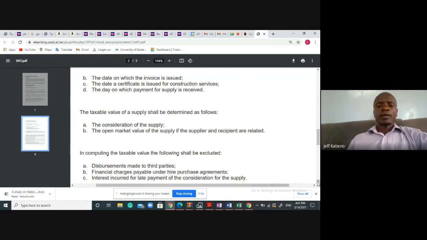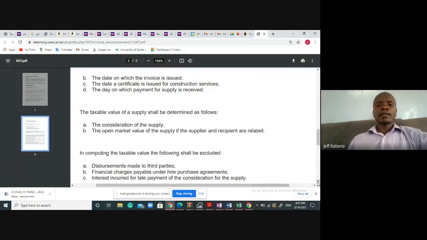All right. So the taxable value, of course, is the consideration of the supply. Consideration is just what you pay for the supply. If I'm buying a vehicle, then the amount that I pay to Toyota Kenya is the consideration. It is a monetary sacrifice.